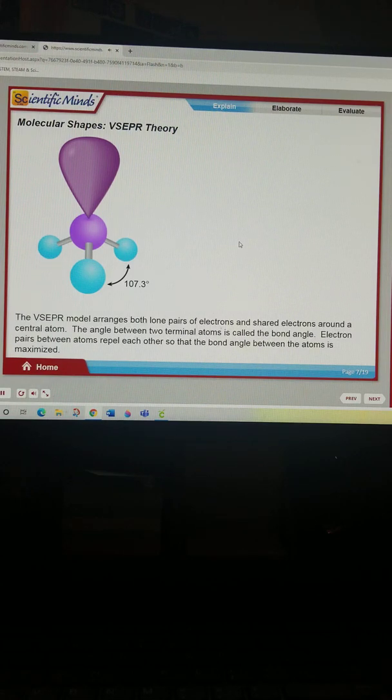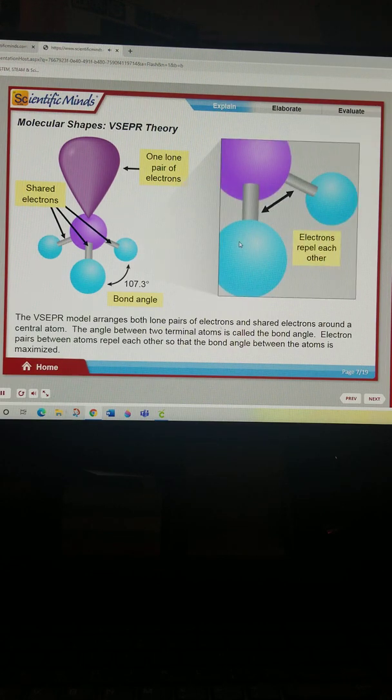The VSEPR model arranges both lone pairs of electrons and shared electrons around the central atom. The angle between two terminal atoms is called the bond angle. Electron pairs between atoms repel each other so that the bond angle between the atoms is maximized.